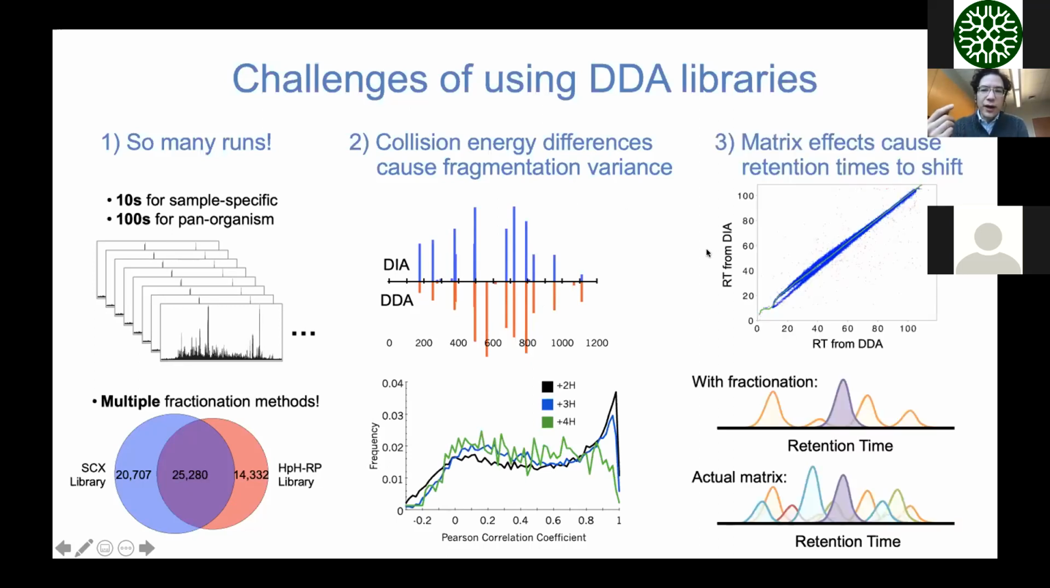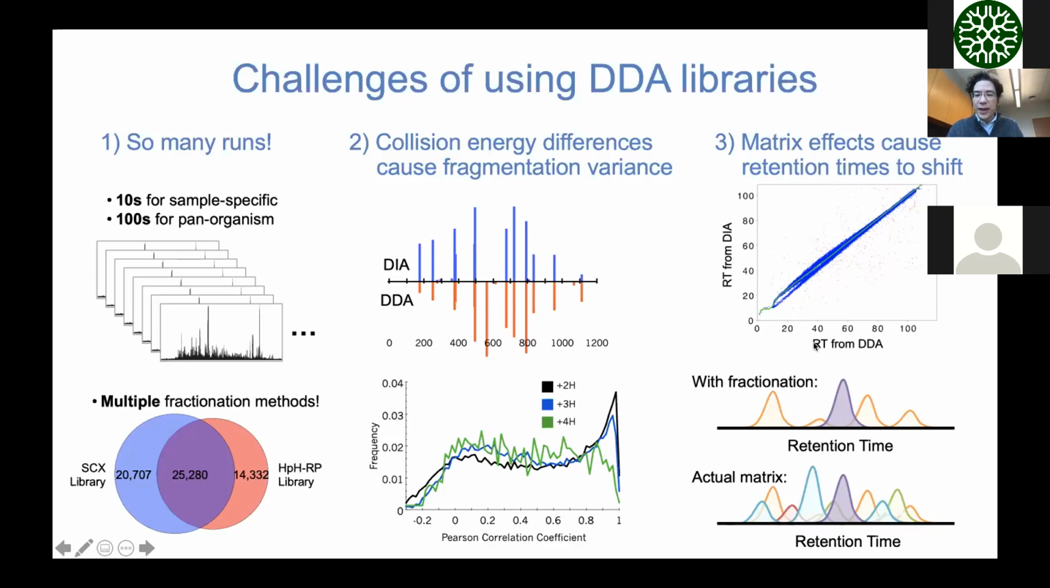I think the third important characteristic is that when you use a fractionation approach, so SCX or high pH reverse phase, you are separating out the peptide you're interested in monitoring from the background of all possible other peptides. And those peptides interact on the column, and that actually changes how they elute. And so we actually see circumstances when you're looking at peptides in an actual matrix, they elute somewhat differently than they elute in the fractionation experiment.